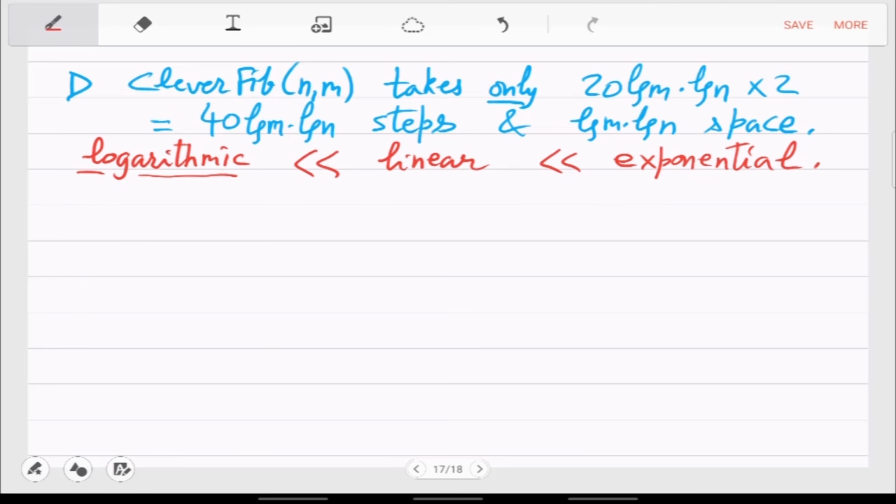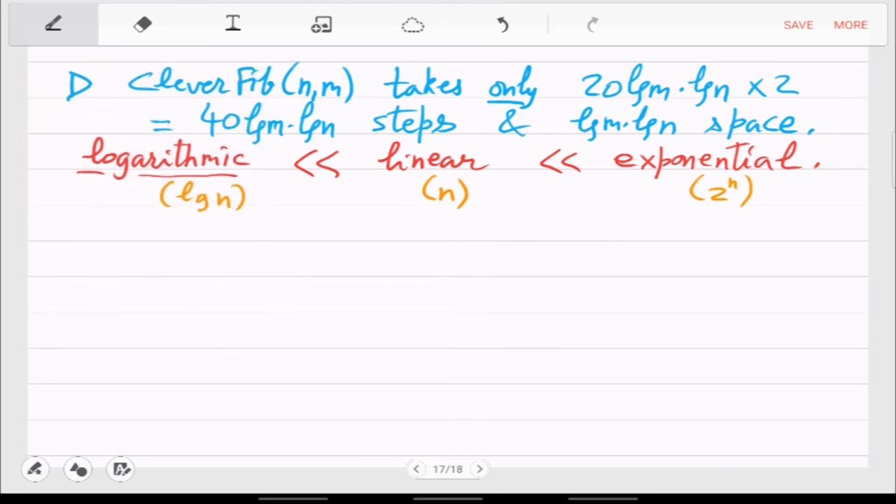So this is usually written log n, this is n, and this is 2 raised to n. N is the input size. Any questions?